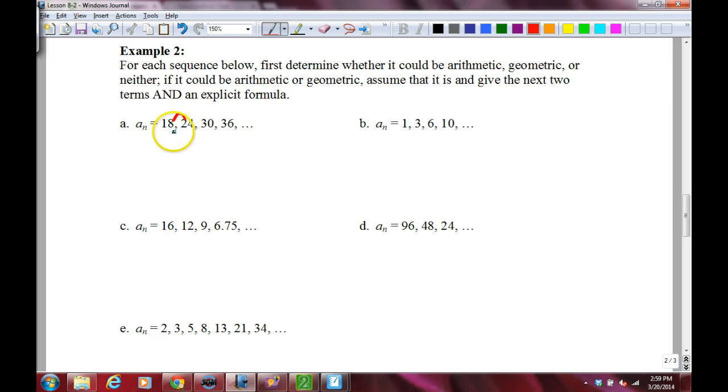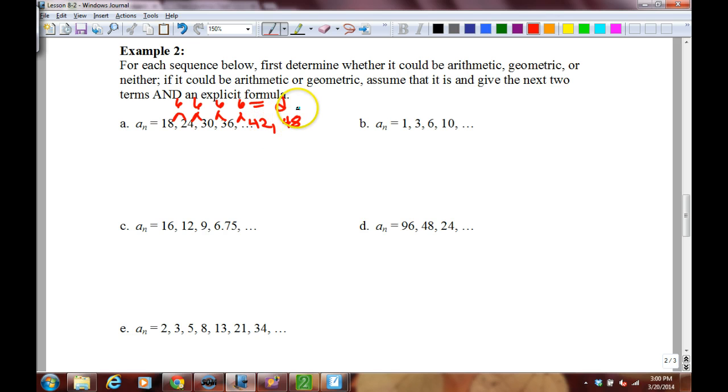So what's the difference between 18 and 24? Okay, 6. So that's your common difference already, right? Here, I'll put another one up there. So this will be equals d. That's your d. So what would be my next two terms on this if I add 6 to it? 42.